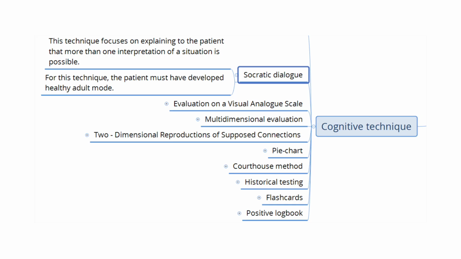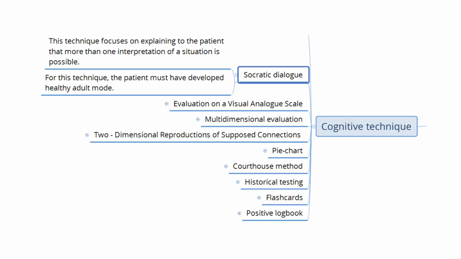This technique helps the therapist in understanding which emotions and reactions are justified and which ones are too strong. It involves the use of questions like what, why, who, and which, as it aims to allow the patient to discover that there is more than one possible interpretation of a situation.